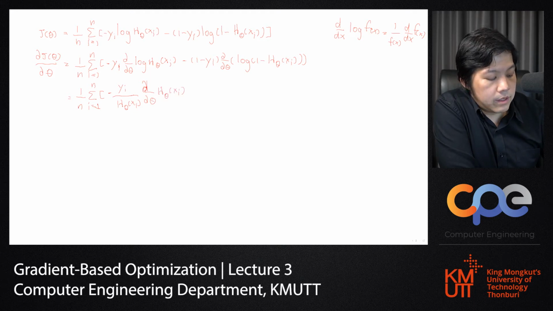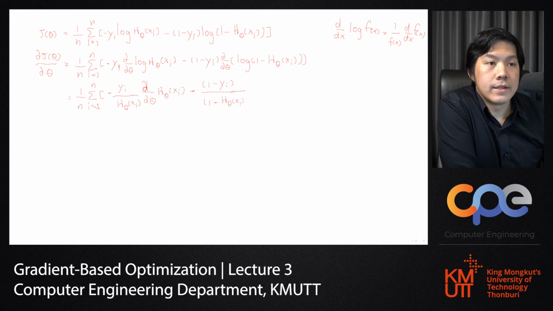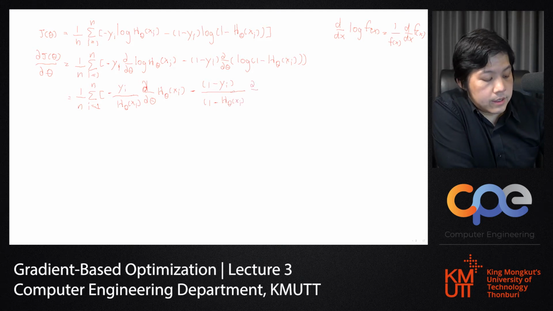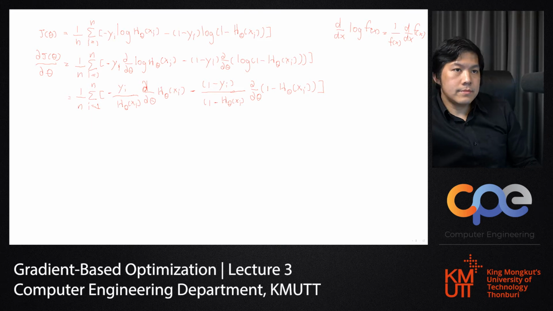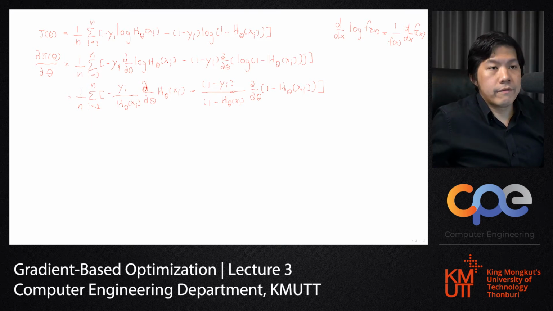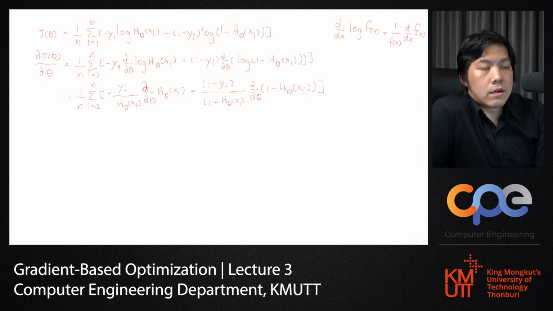And the next term would be (1 minus yi) over 1 minus h theta xi, right? And ∂ by ∂theta of 1 minus h theta xi. Sharp. Okay. Right. Now we have this one, quite long.